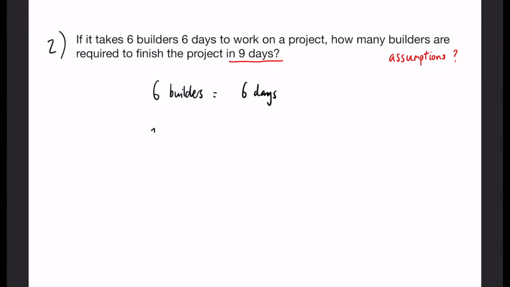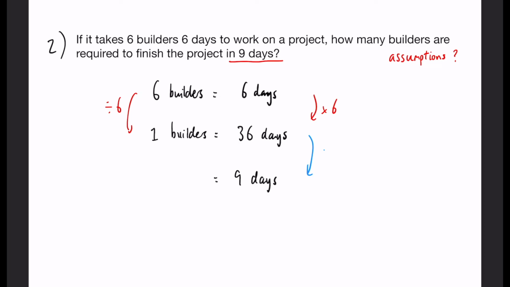So again, what I would recommend is go down to see how long it would take 1 builder to do the job. And if we're dividing by 6 on this side, we're going to have to multiply by 6 on this side. So that means 1 builder will get the job done in 36 days. We want to know the answer. How many builders will it take to do the job in 9 days? Now to get from 36 to 9, we divide by 4, which means we must multiply the number of builders by 4. So that means it takes 4 builders 9 days to do the job.